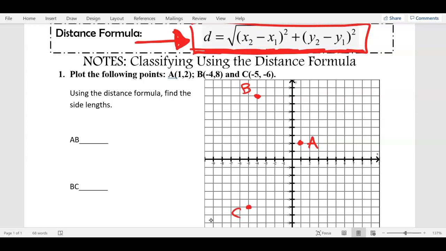Now you're going to do what I'm going to do. We want to make nice straight lines. I'm going to need a triangle, so you want to use your ruler to make straight lines. And I'm going to try to use it on my laptop here and see if I can make some straight lines. Is everyone making straight lines between these points? So we have 1, 2, negative 4, 8, and negative 5, negative 6. Nice straight lines, with a ruler.